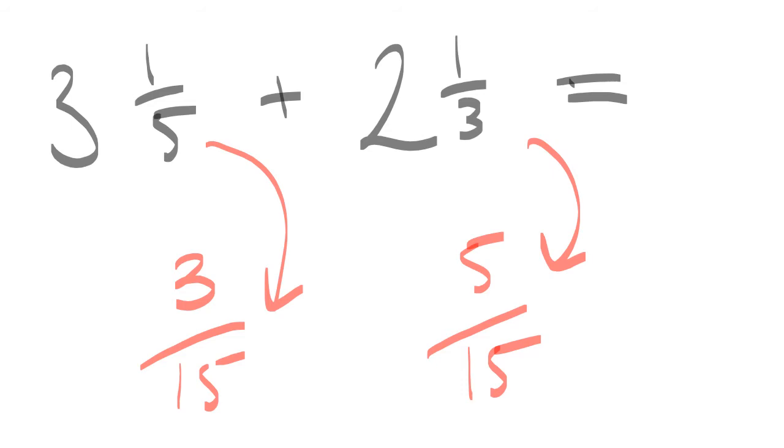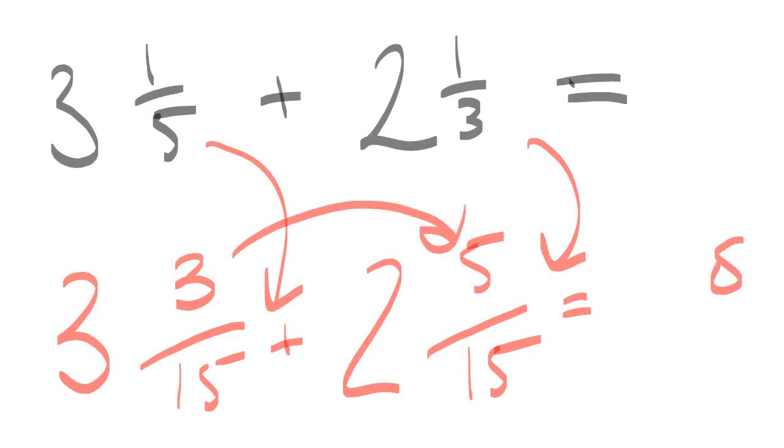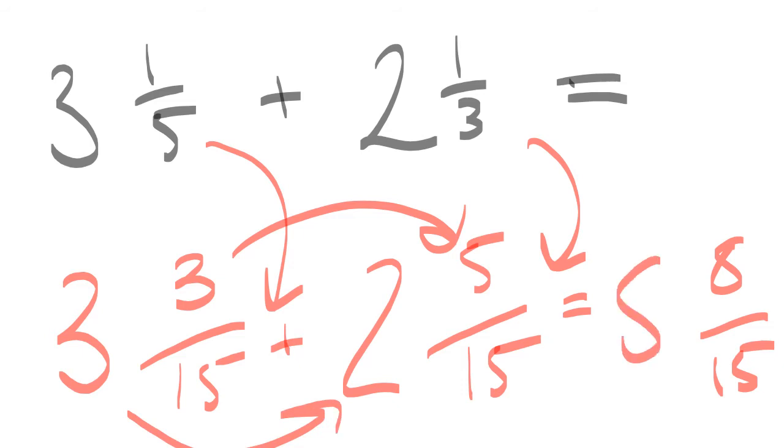So our question now becomes 3 3/15 plus 2 5/15, which is easy because 3 plus 5 is 8, so that's 8/15, and of course 3 plus 2 is 5. So our answer is 5 8/15. Okay, well, let's have a look at another example.